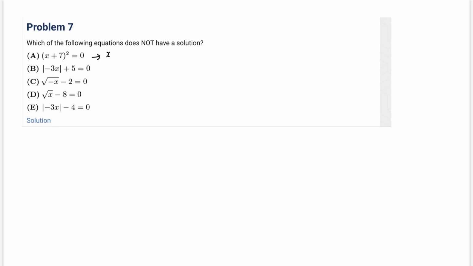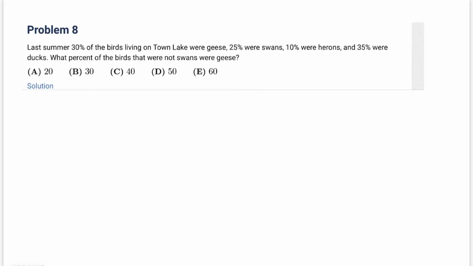Problem number 7: which of the following equations does not have a solution? Okay, so for this one, x could be minus 7, and for this one, oh yes, so this needs the absolute value of minus 3x to be minus 5, but the absolute value is always 0 or positive, right? So it can't be a negative, so B does not have a solution. The answer is B.